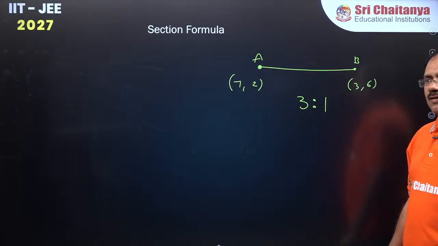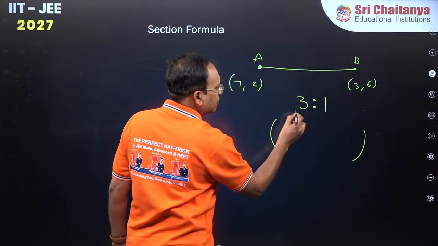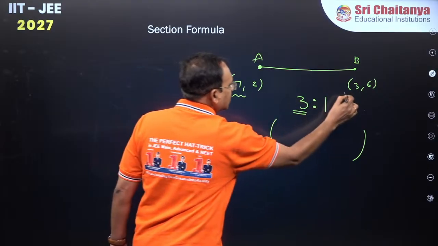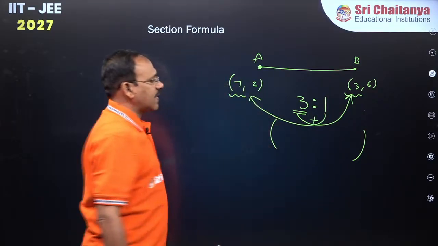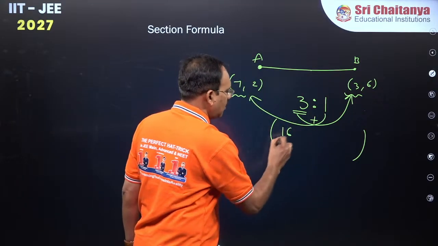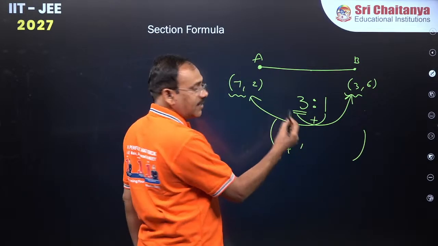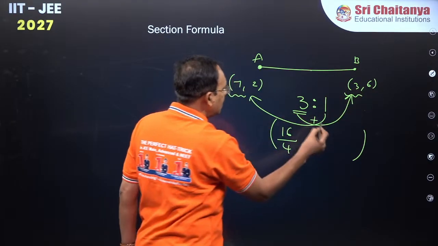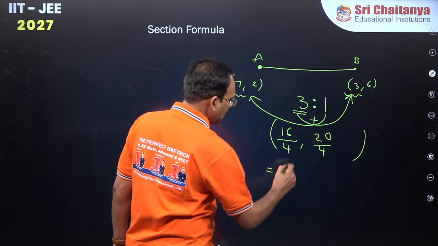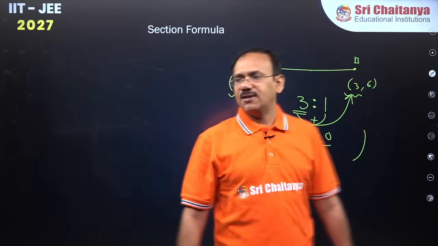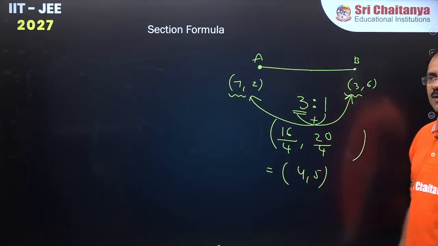Yeah, fine. 4, 5. Simple, very good. You see, to write this, first you have to start with this. Observe only x coordinates first. 3 into 3, 9, plus 1 into 7, 7. 9 plus 7, 16, by 3 plus 1 is 4. You have to do like this, dear students, directly. Similarly, y coordinate: 3 sixes are 18, plus 1 into 2, 20 by 4, which gives 5. Perfect. 4, 5 is the perfect answer, dear students. 4, 5 is a super answer, right?